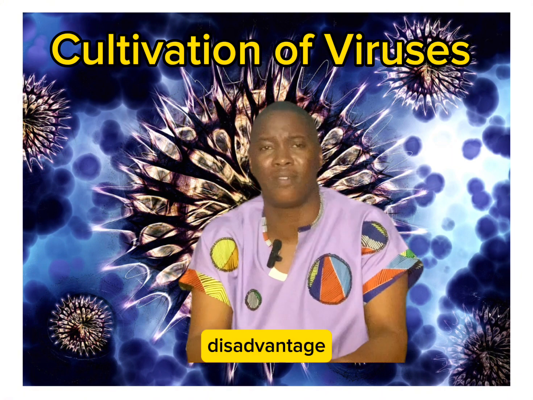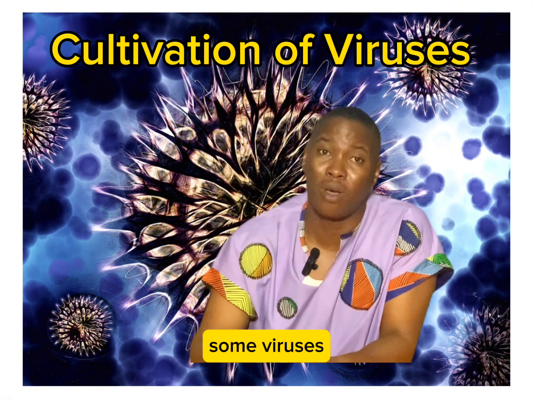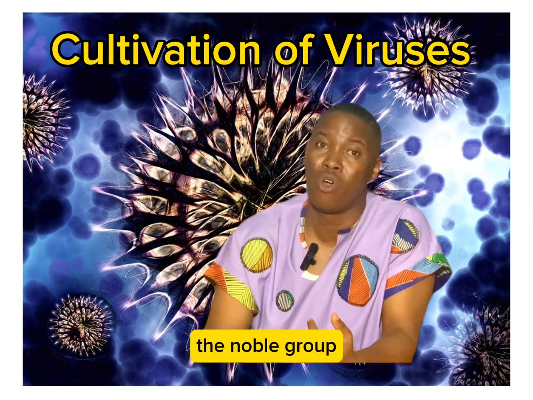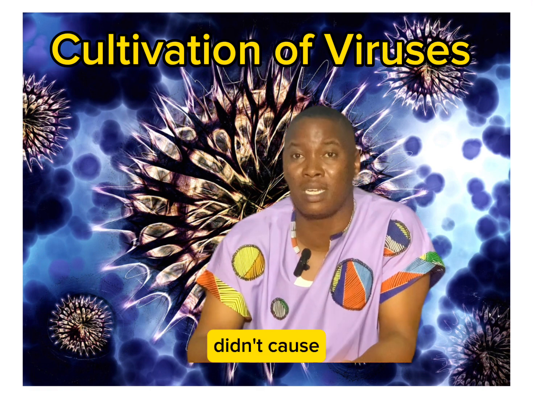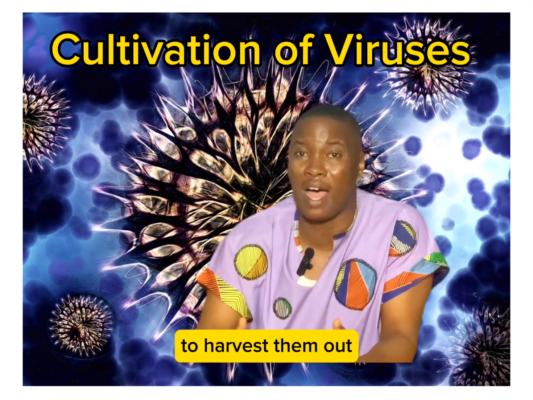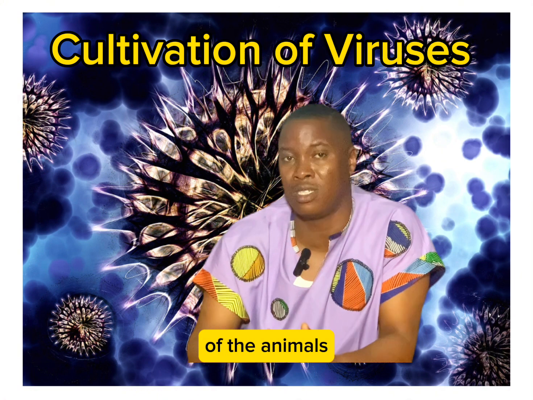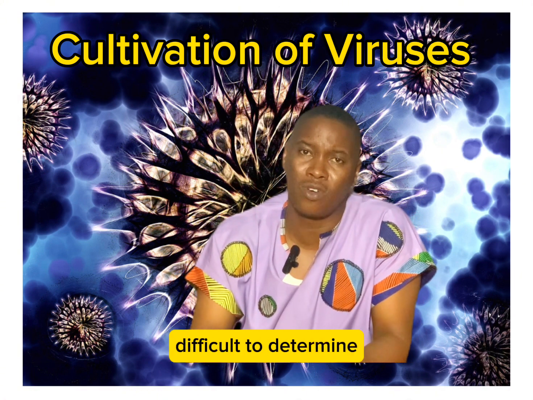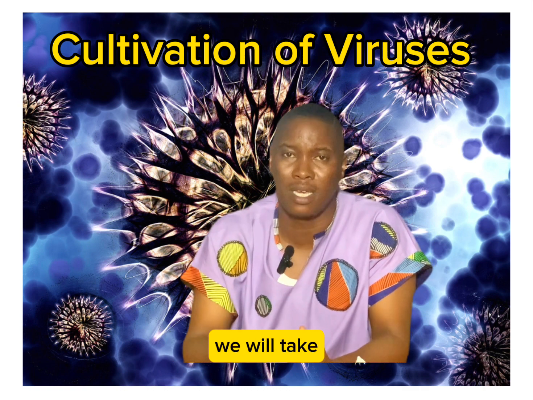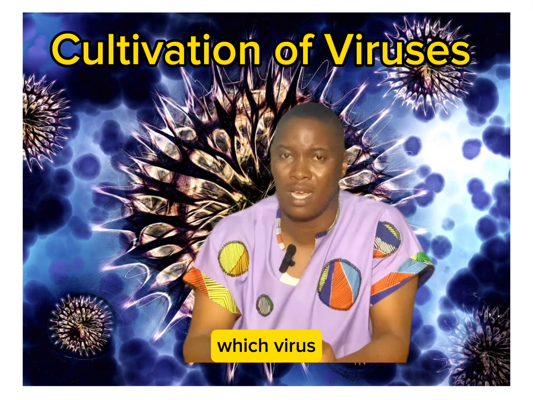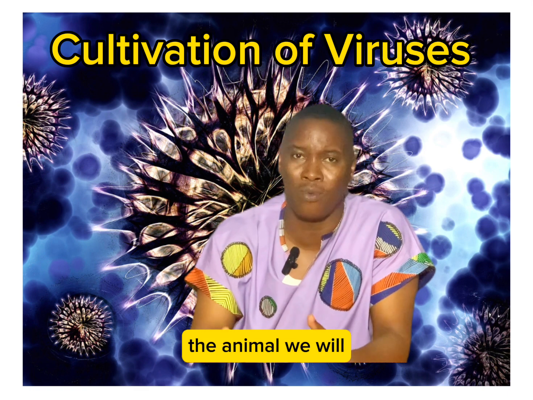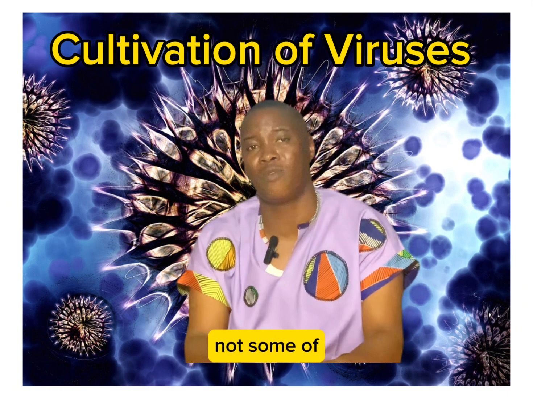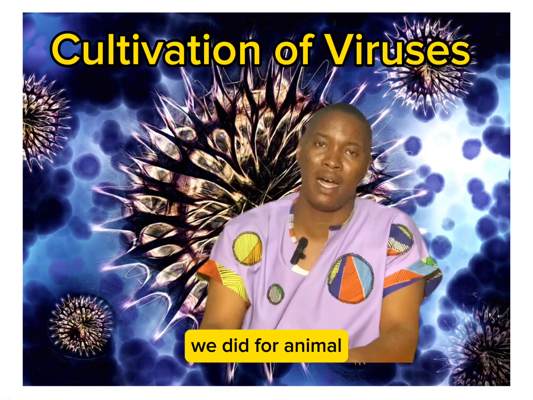Another important disadvantage wey we go use take close na say some viruses, if you inoculate them into animals, one, they no go grow, or secondly, they fit grow make they no cause any disease, make e dey difficult to harvest them out of the animals. This one too dey happen. Sometimes, so a disadvantage na say many a times e dey difficult to determine which animal we go take to use to grow which virus. How we go take match them, know the animal wey go grow inside, be the virus wey go grow inside which animal. These na some of the disadvantages wey dey for animal inoculation.